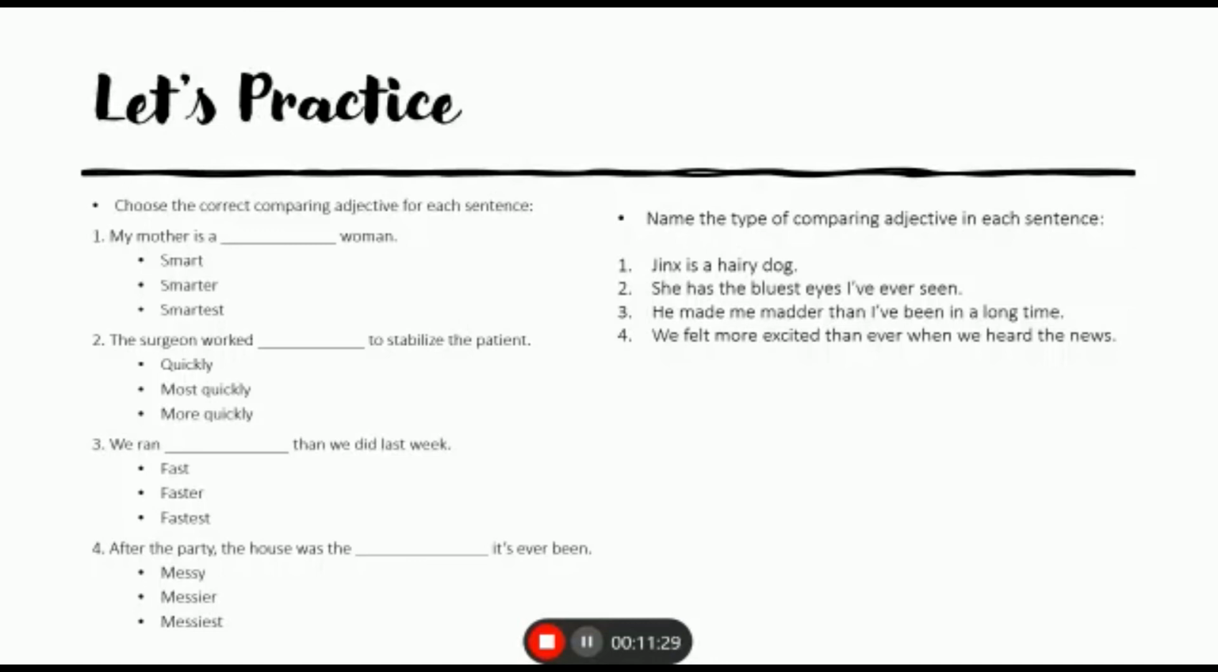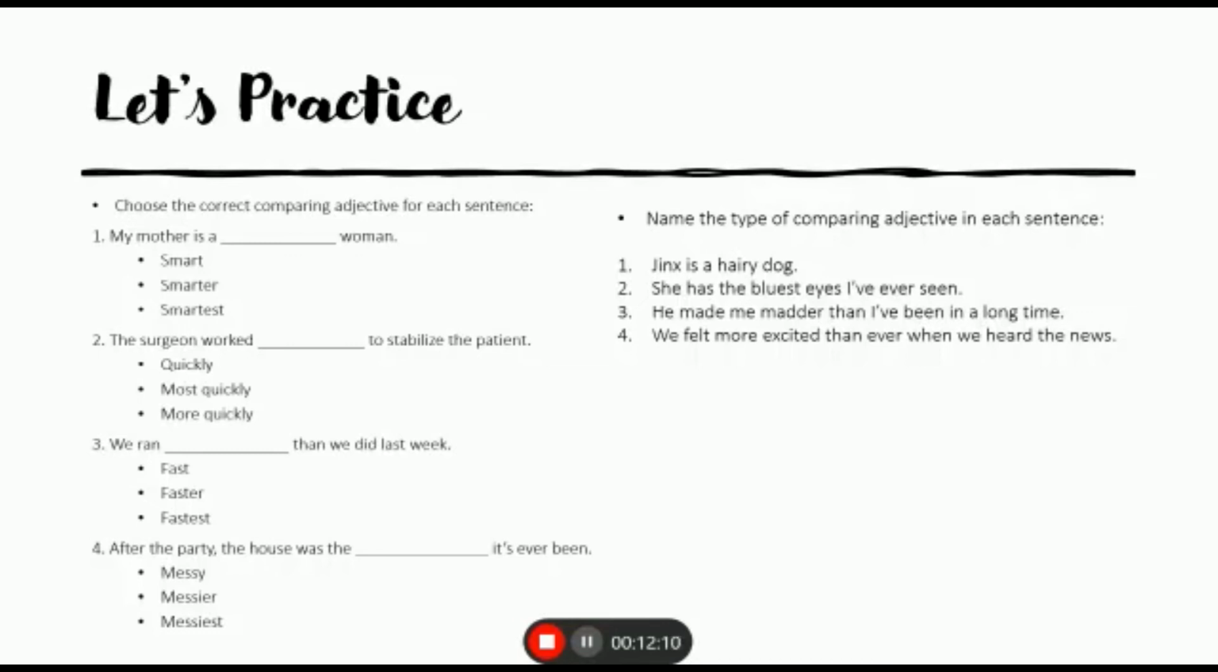So let's practice. Now you have to add the correct form of comparative degrees in these following blanks. Some words are given to you. You have to choose accordingly. You have to remember one thing. In the positive degree case, you have to use the base form. When we are comparing two things, then we use the comparative form, the er form. And when I am comparing one thing to the rest of the things, then we use the est form.